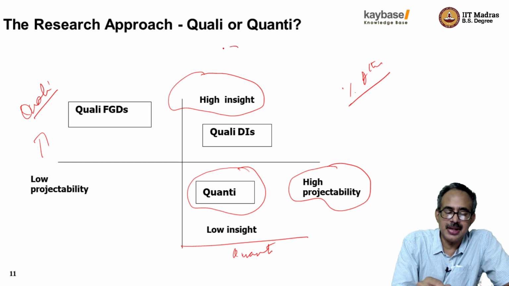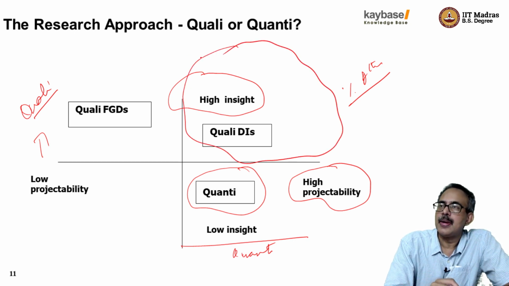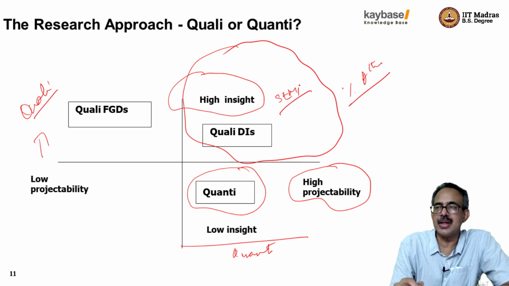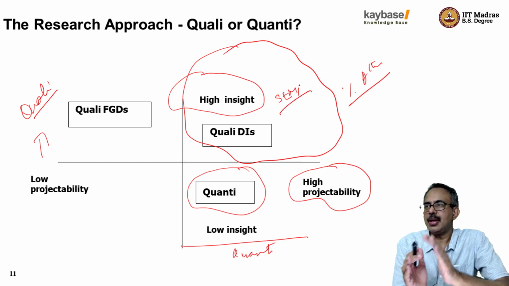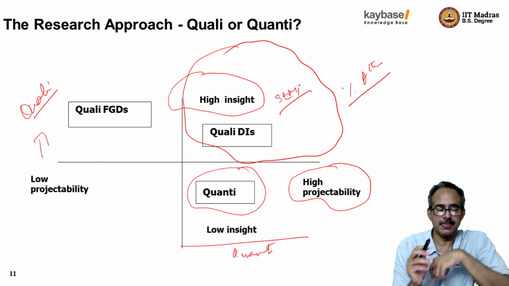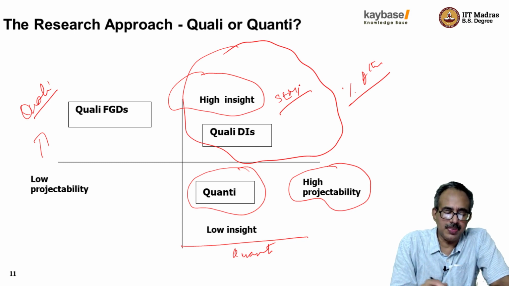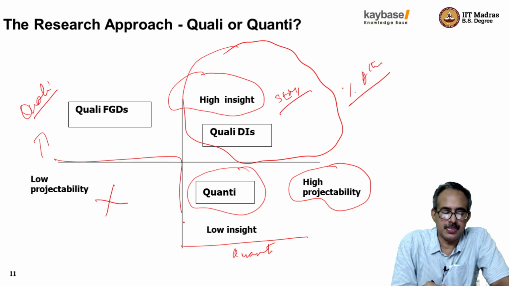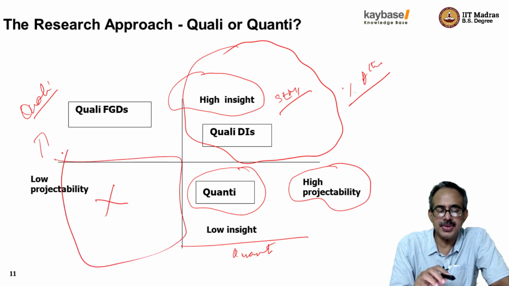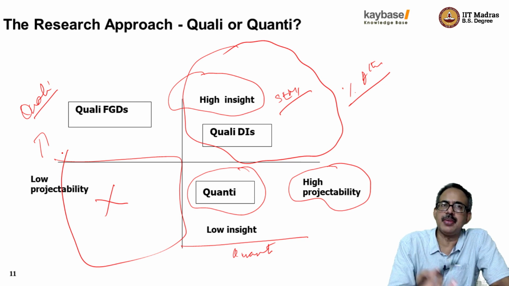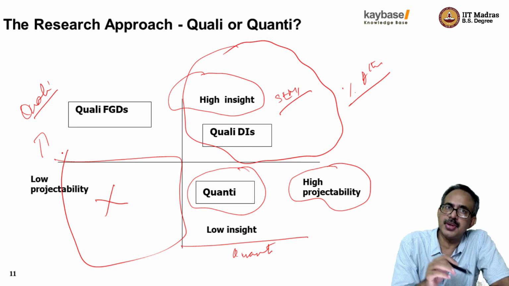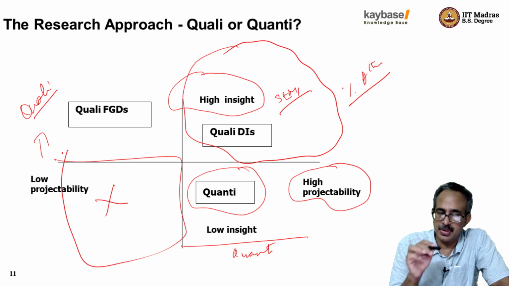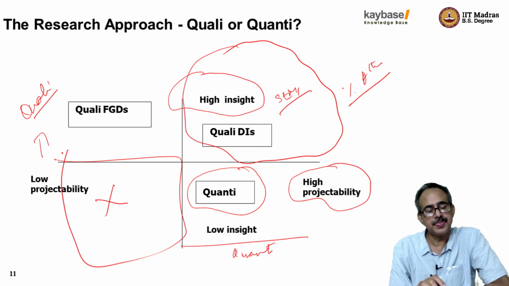Now, there are situations where you need both. There is a technique called semi-depth interviews, not depth interviews, semi-depth interviews, where you can have a fairly okay sample size and a fairly okay level of depth of insight as well. When you don't want insight or projectability, obviously you don't do research anyway. That's not relevant at all, right? So this is the basic guideline. You'll understand this better and better as we talk about qualitative research. So remember what I said here, we'll come back to this principle.